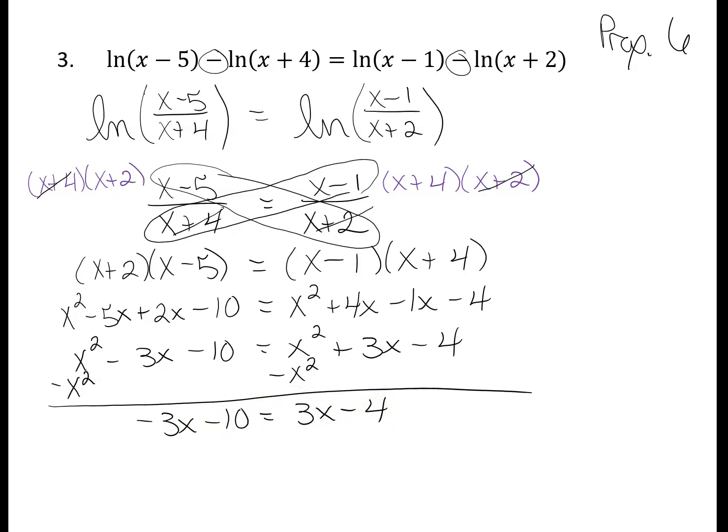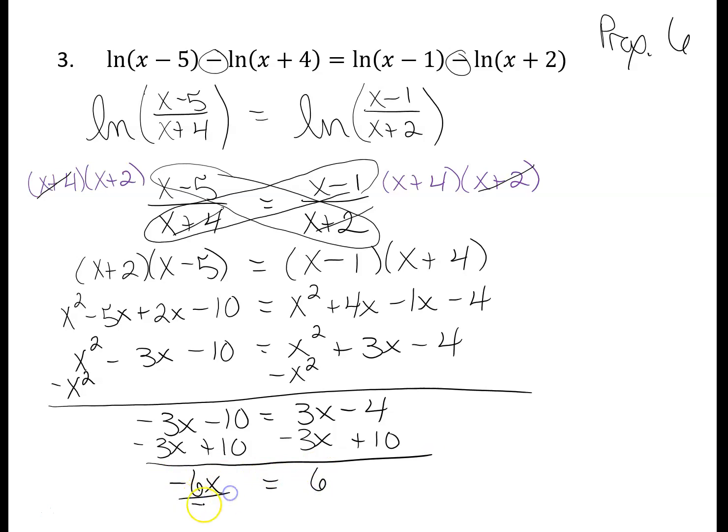So since it's linear, then I just want x's on one side, constants on the other. So I'm going to subtract this 3x and add the 10. So now I have negative 6x equals 6. Divide by negative 6 gives us x equals negative 1.